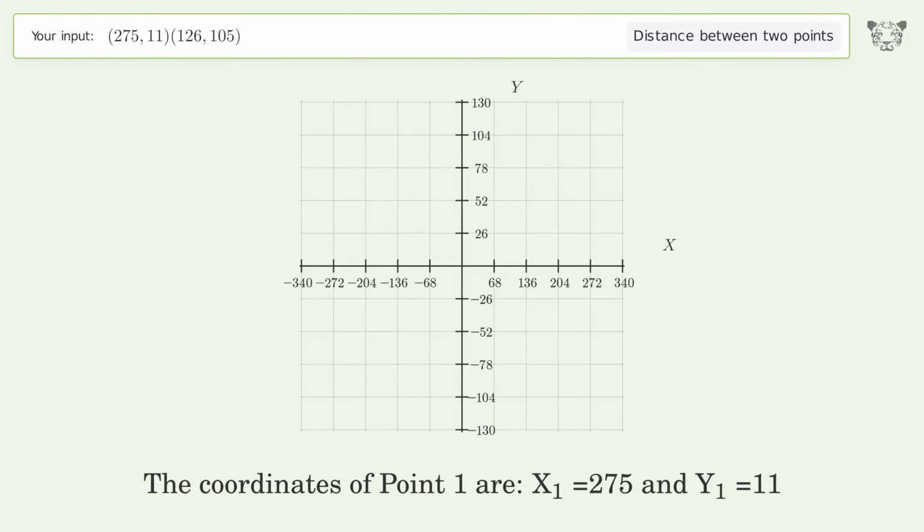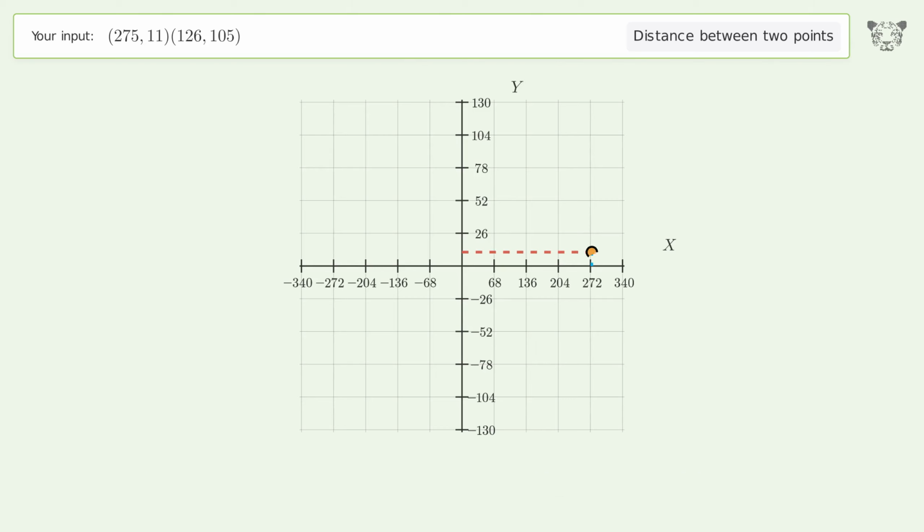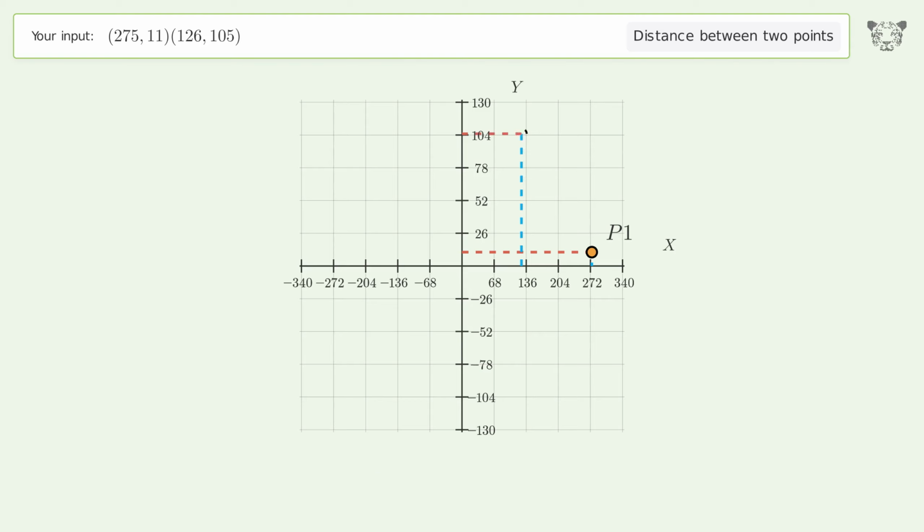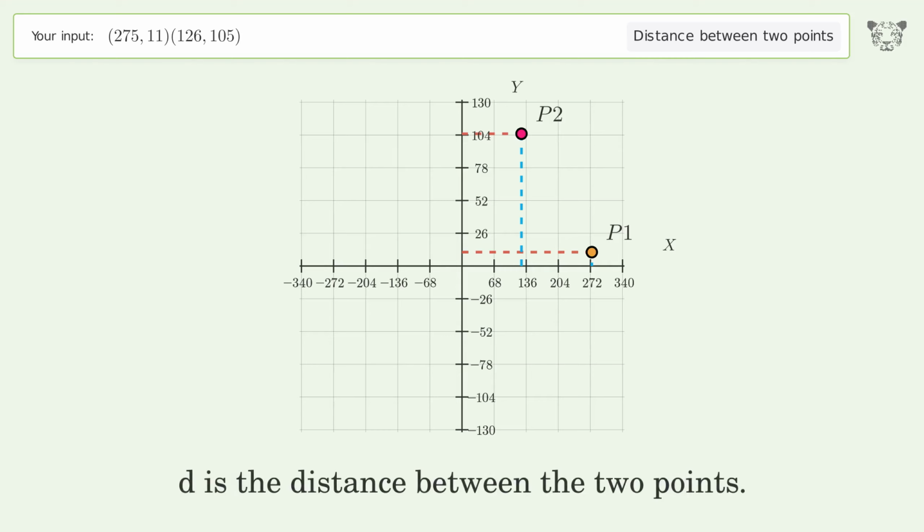The coordinates of point 1 are, x1 equals 275 and y1 equals 11. The coordinates of point 2 are, x2 equals 126 and y2 equals 105. D is the distance between the 2 points.